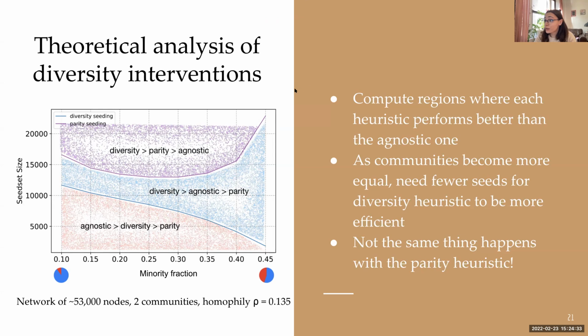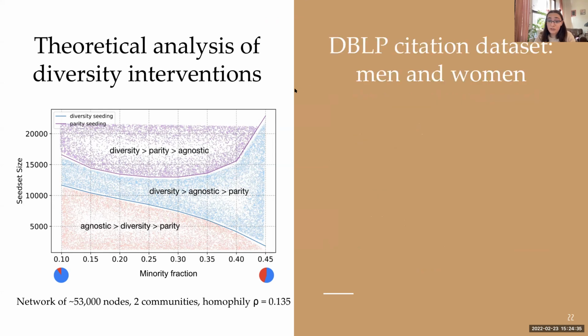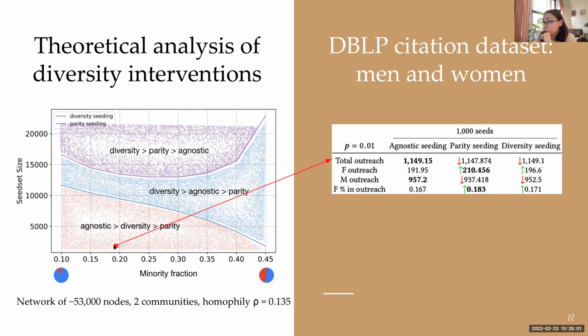So I want to show you just a quick illustration of how the data looks for this kind of work. We use this DBLP citation dataset that contained basically 53,000 nodes, and the two communities were men and women. And the women were about 18%. So we're at about this particular vertical line in our simulations. So let me show you what happens if your seed set starts at, say, 1,000 nodes.